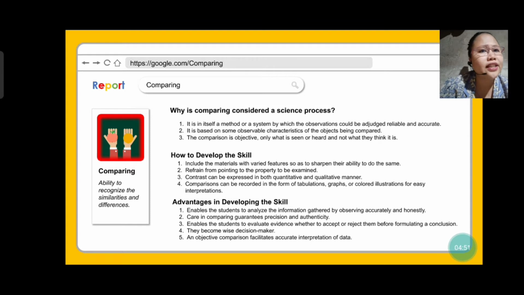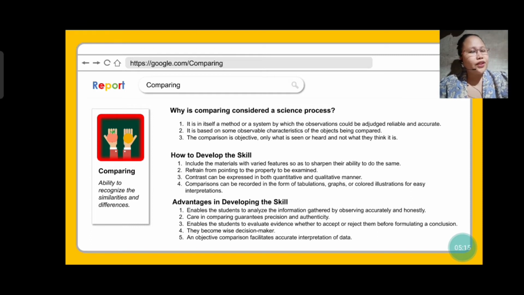And the fourth is the comparison can be recorded in the form of tabulation, graphs, or colored illustration for easy interpretation. So, after that collection of leaves, we drew, since we were in elementary, and colored with crayons the different characteristics of leaves.